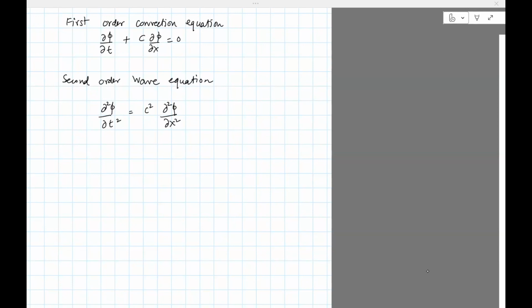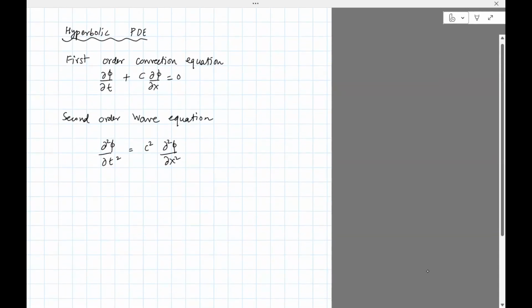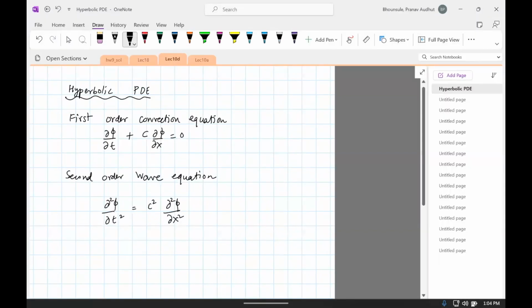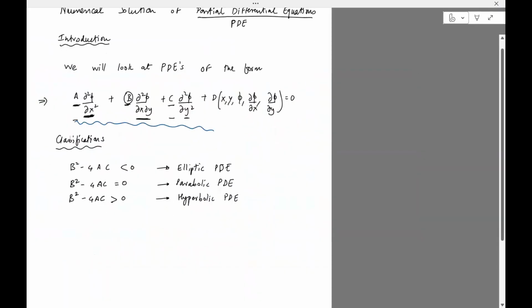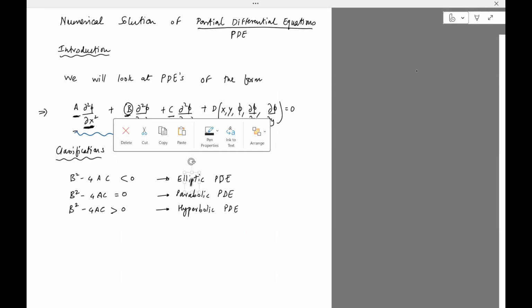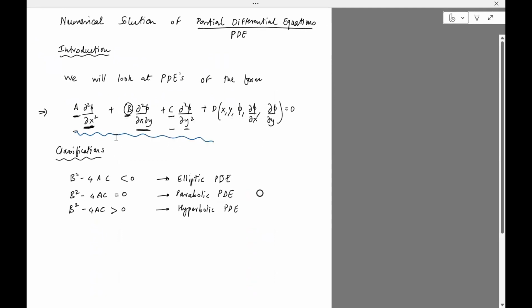Okay, now let's look at what a hyperbolic equation is. So this is the introduction, which we did some time back. We only looked at second order equations, so there's an order 2 there in the PDEs, and we classified them based on b squared minus 4ac, where b is the constant coefficient in front of ∂²φ/∂x∂y. Right, this is only for second order PDEs.